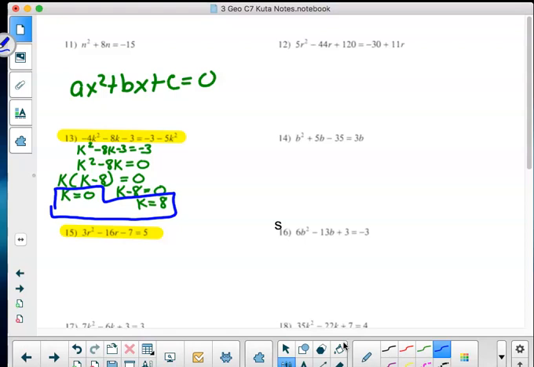Nope, not 15. I lied. I hate it when I lie. Let's go ahead and do problem 14. So we're looking at problem 14.